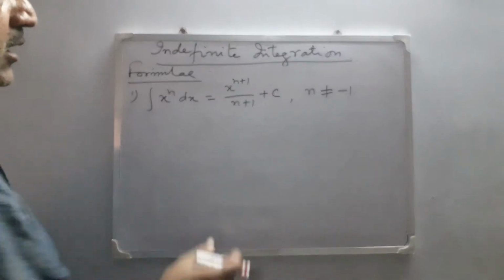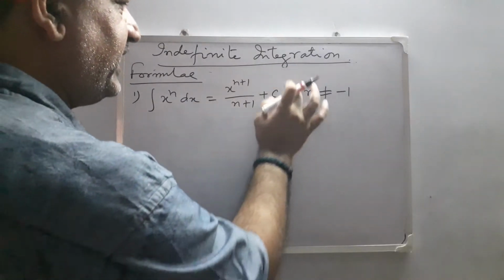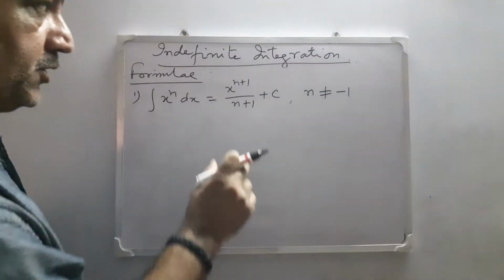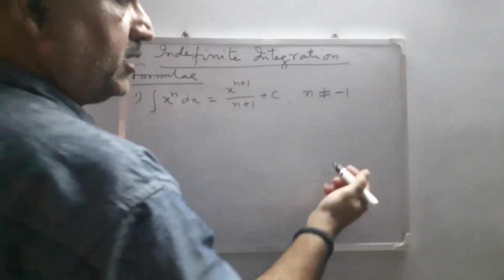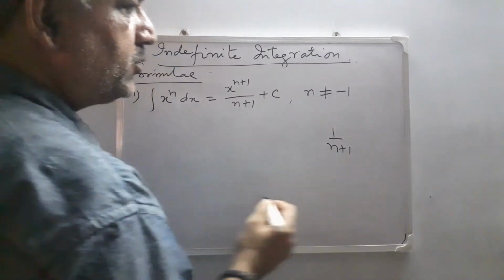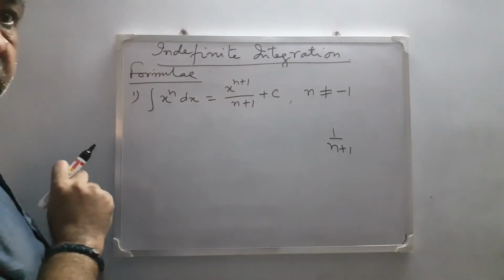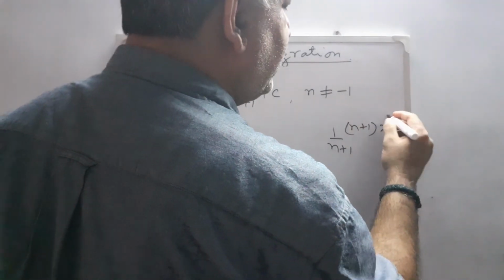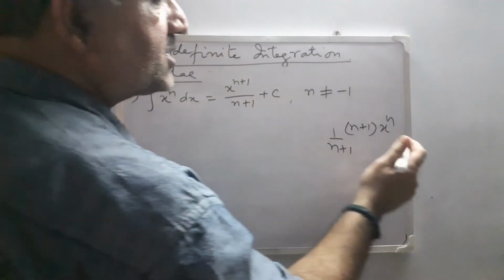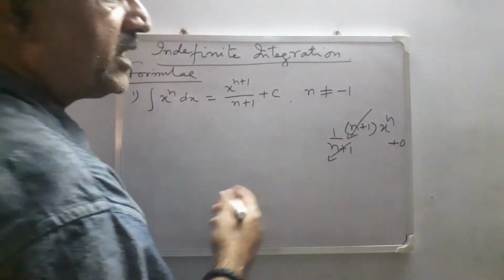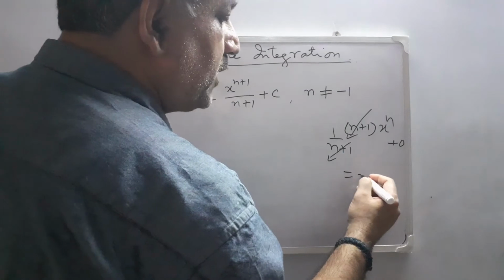Now one more thing. If you differentiate this right hand side, clearly you will get this function. How? You see here, if you differentiate it, 1 by n plus 1 is a constant. You can take it out. Now what is the differential of x power n plus 1? It is n plus 1 into x power n, and the differential of the constant is 0. This n plus 1 cancels out with this n plus 1, and the final answer is x power n.